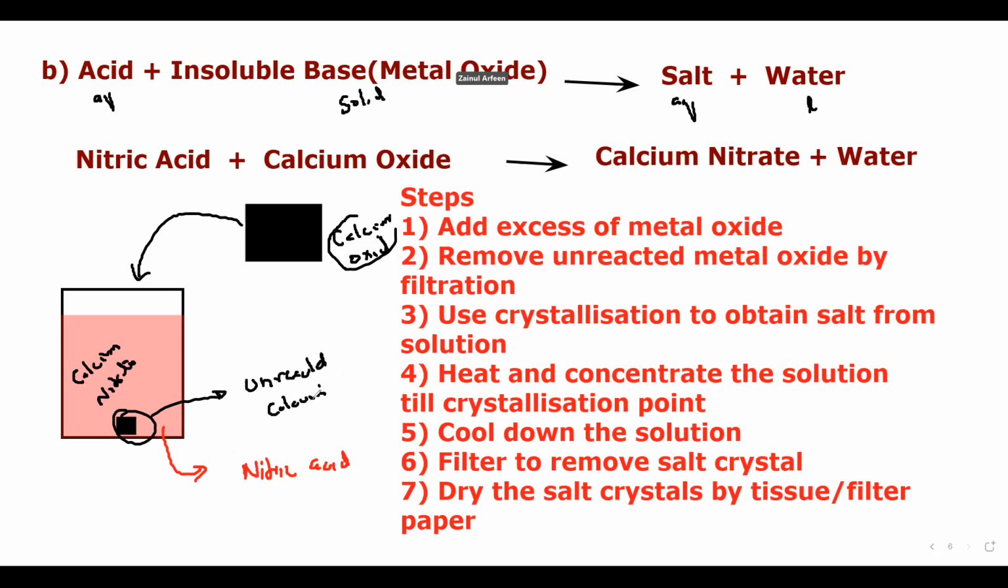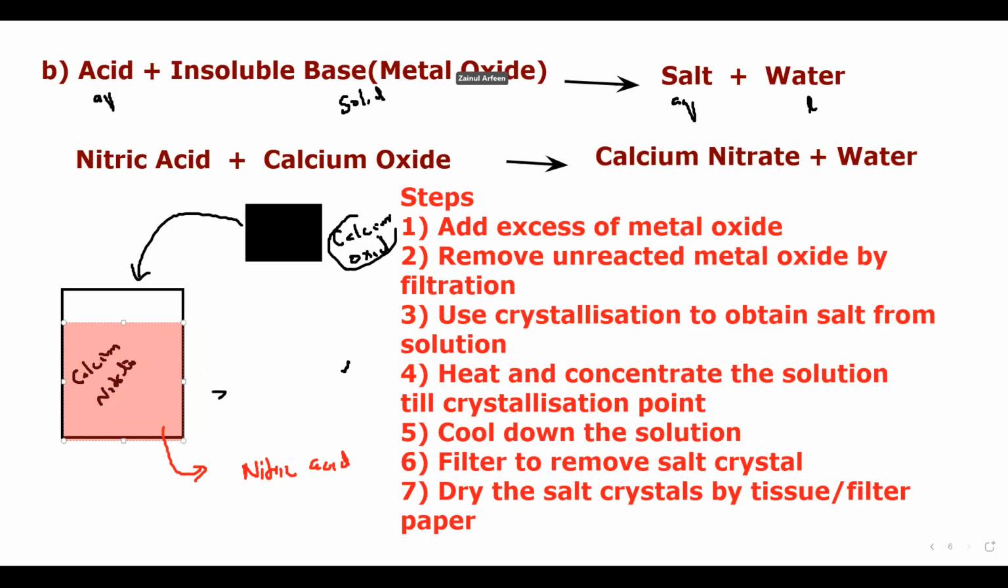So this unreacted calcium oxide, how do we remove that? The one which does not react, we can remove by filtration. Once this unreacted calcium oxide is removed, then what happened? We are only left with calcium nitrate solution. And from this calcium nitrate solution, we want to obtain a salt. We want to take the salt out from the solution.